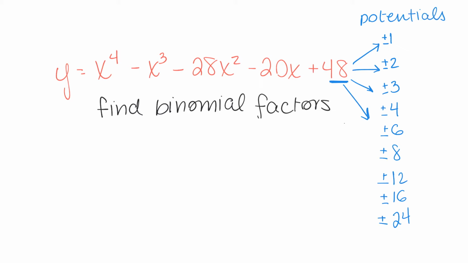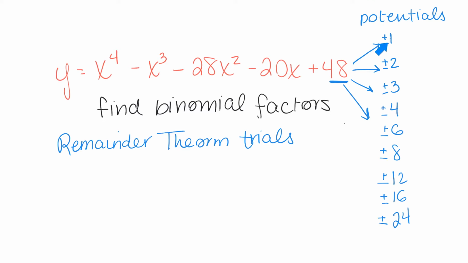Now, we can just start dividing by 1 and hope for the best and hope we get a remainder of 0. Or we can do what we call the remainder theorem, and we can do some trials. So if we do the remainder theorem trials, what we're going to do is plug each of these numbers into x and hope that we very quickly get 0. Because the faster we get 0, the better shape we're in. So what should we start with? 1. Let's start with 1. Seems like a good place.